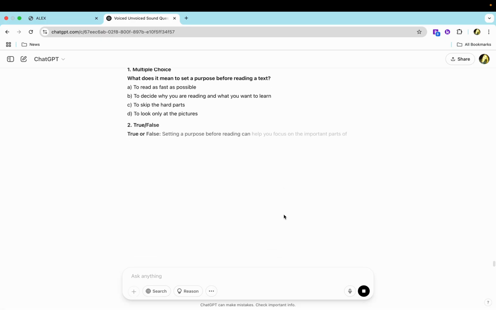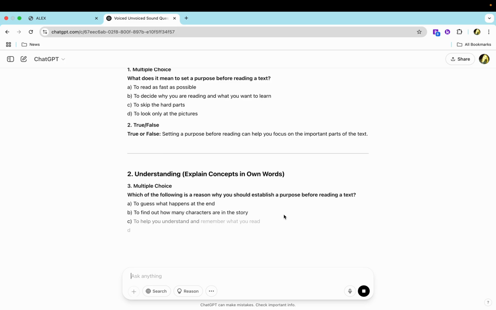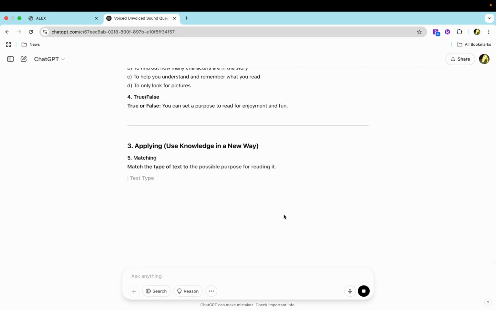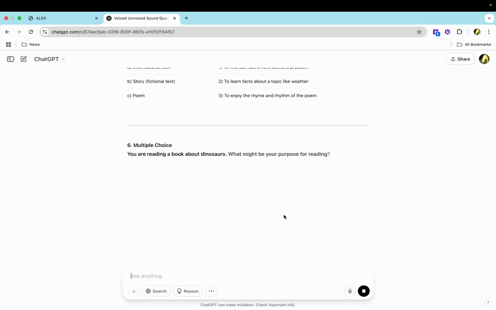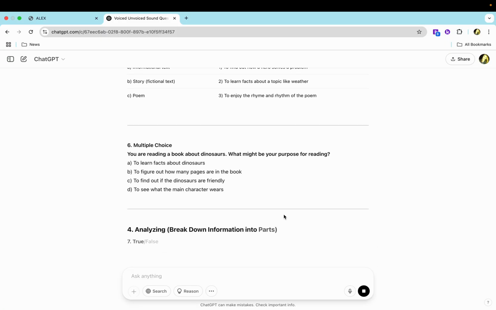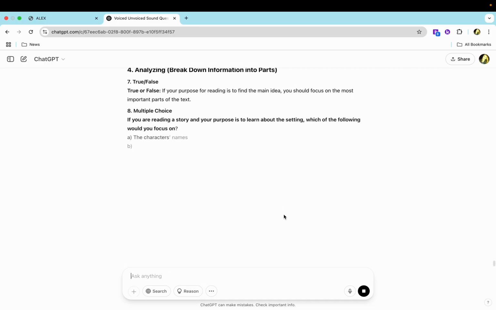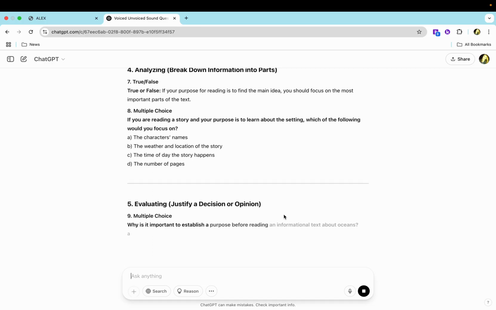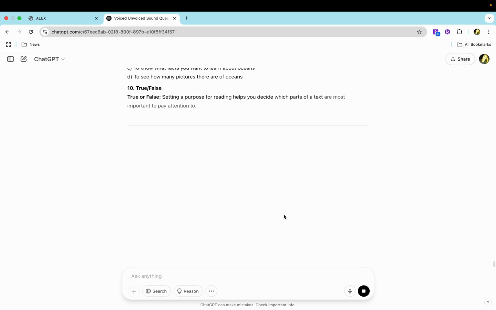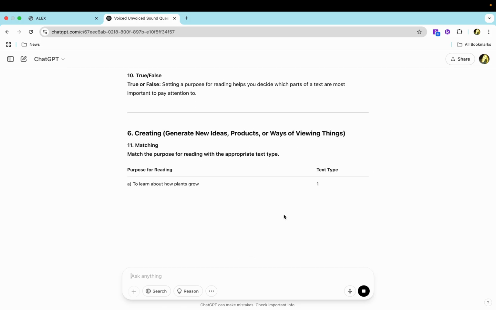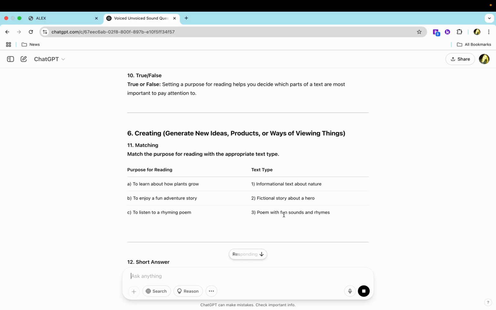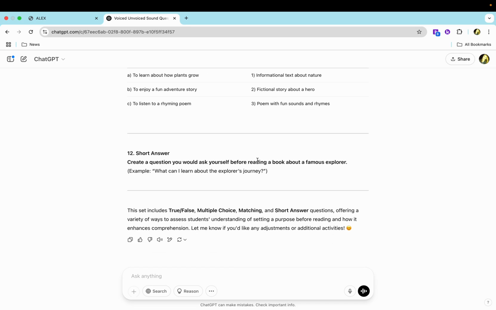Okay, here's our multiple choice. True or false. We've got some matching in there. More multiple choice, true, false. So it's giving us different question types. You can even do fill in the blank, which I know sometimes I really wouldn't do at the beginning of the year with my second graders, but I would have them do more fill in the blank towards the end of the year when they got to writing a little bit better.